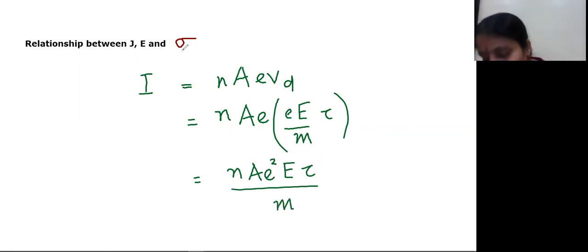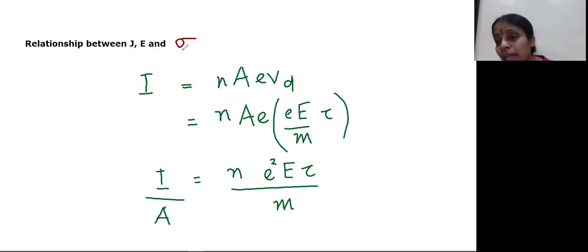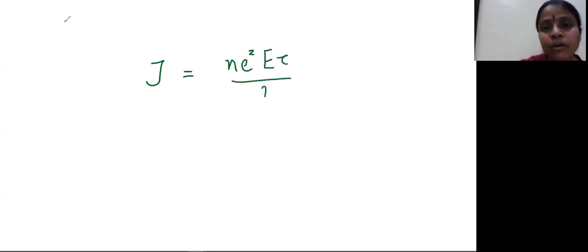Isn't that clear, children? But what do we know? What is current density J? I by A. And what do I have here now? I have I. So I'm simply going to divide by A on both sides. So I don't have this A now. I by A is equal to N e square E tau by m. And what is I by A? J. I'm so sorry. So we have J is equal to N e square E tau upon m.